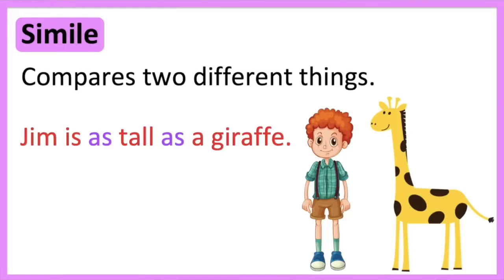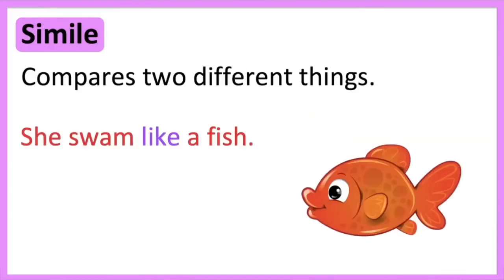The simile makes the sentence more interesting and creates an image in the reader's mind, rather than simply just saying Jim is tall. Another example is she swam like a fish. Again, this simile compares two different things due to their common characteristic, which is that they can both swim very well. Remember that a simile is a figure of speech.